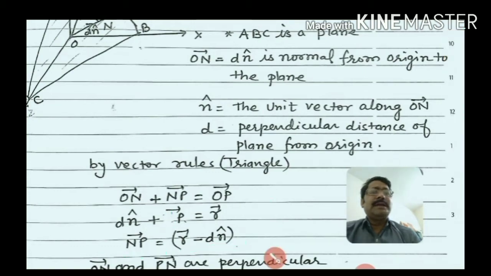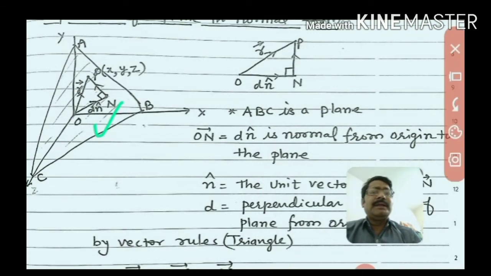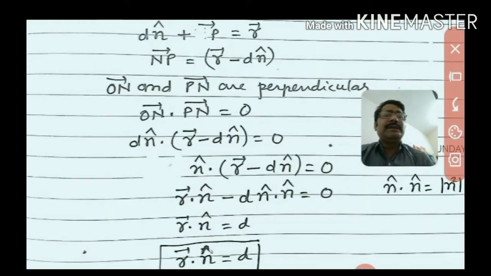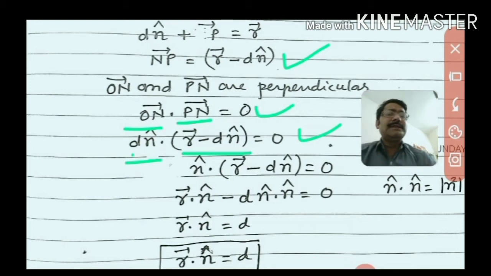Now look here, by the diagram you can understand ON and PN vectors are perpendicular. So by the perpendicular property, ON dot PN will be equal to 0. ON is here d n cap, and the PN vector is r minus d n cap, that we already found here, and that is equal to 0. Means here d you can transfer to the right hand side, 0 upon d will be equal to 0. So you have n cap dot (r minus d n cap) equal to 0.